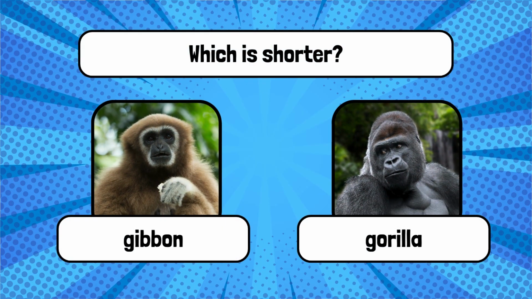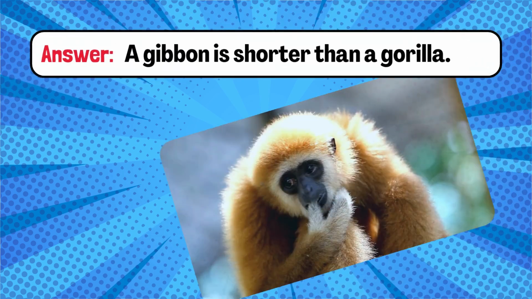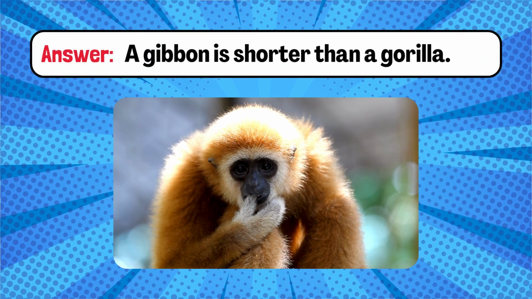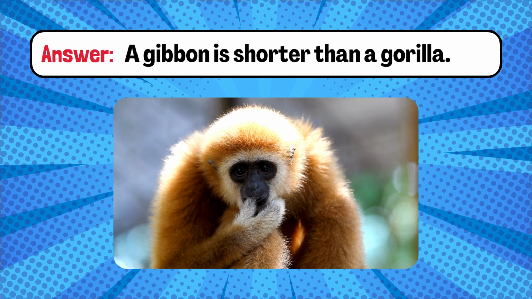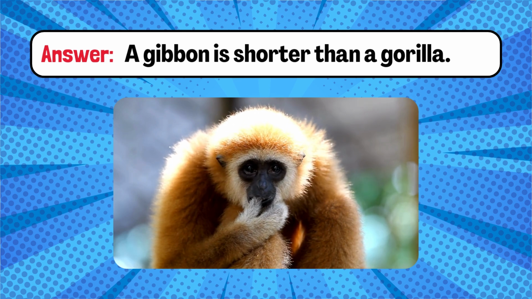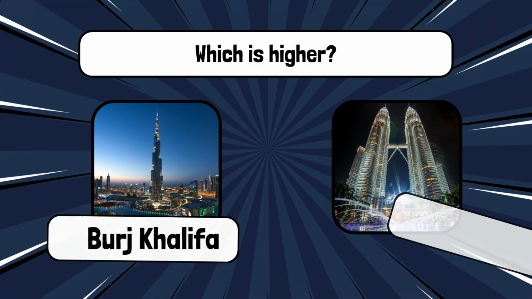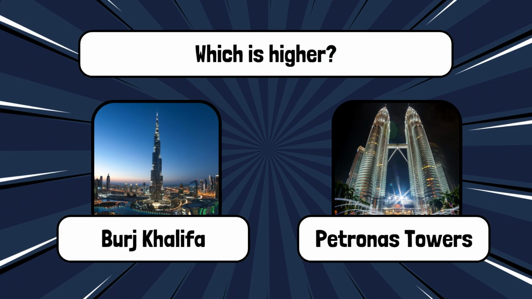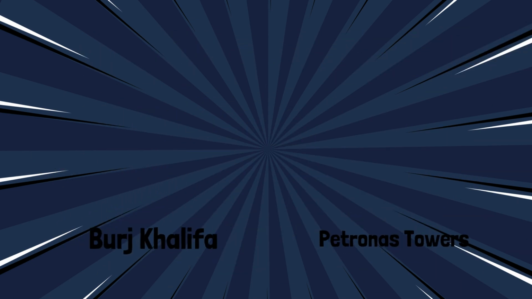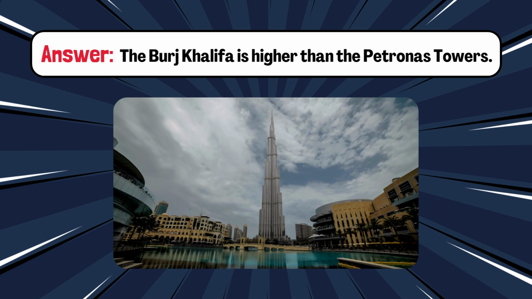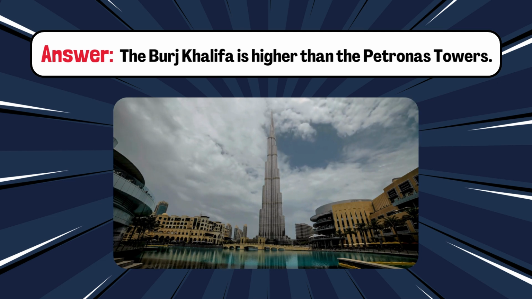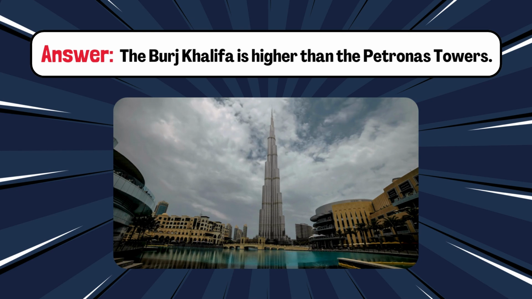Which is shorter? Gibbon or gorilla? The answer is a gibbon is shorter than a gorilla. Which is higher? Burj Khalifa or Petronas Towers? The answer is the Burj Khalifa is higher than the Petronas Towers.